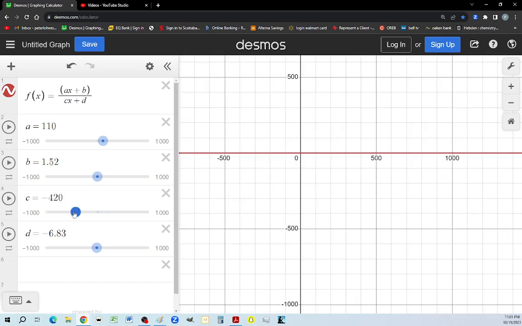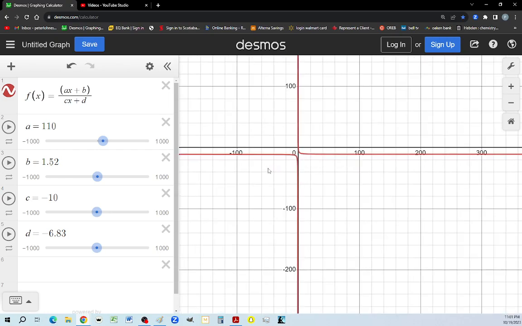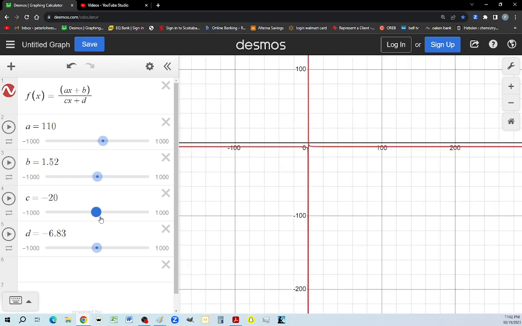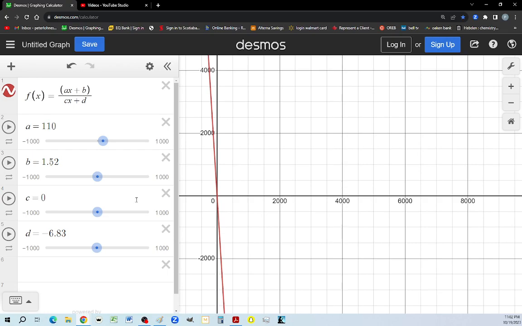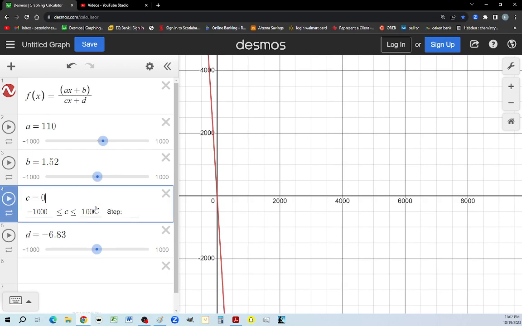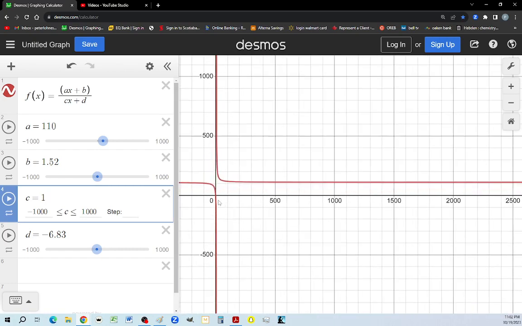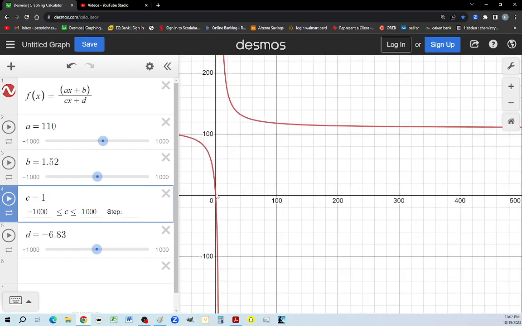Probably happening a little too fast. There we go. Yeah, see, it's just affecting the asymptote, and it's really only affecting it when we're near 0. That's when we can see it the most. When it's 1, there we go. That's when it starts becoming a possible curve.